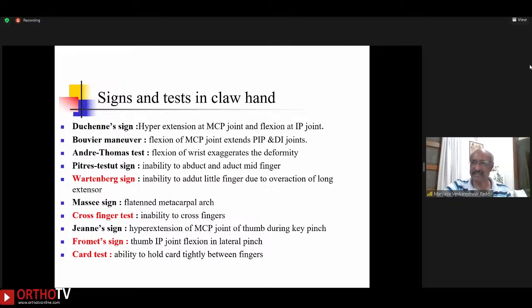This one sign you should know. And the cross finger test, to test whether the intrinsics are working or not. Froment's sign and the card test. These four you must know. The rest of the things are a choice. If you know it, it's good; if you don't know, it doesn't matter.